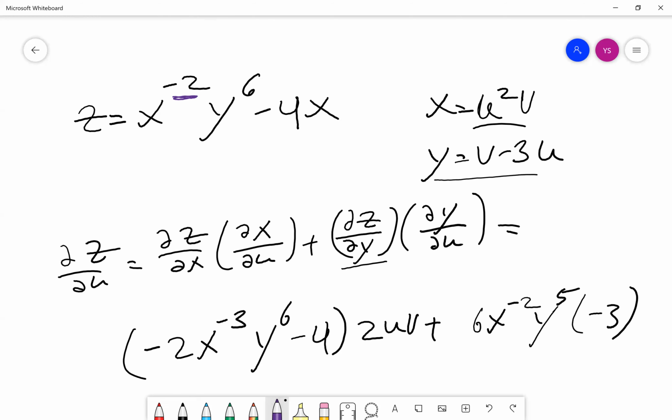And then if you want to get the actual answer, I guess you can plug in your x into your x and your y into your y, and that will give you a solution only in terms of u. So that's basically the chain rule. Are there any questions? Okay.